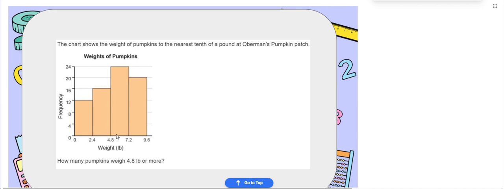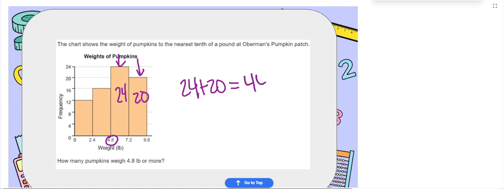Okay, so if we find 4.8 on our interval scale down here, if we're looking for 4.8 or more, we're looking at these two bars. So this bar looks like it's 24, and this bar looks like it's 20. So 24 plus 20 is 44. And this includes the 4.8 because this bar, the one with the 24 in it, goes from 4.8 to just under 7.2. So the 4.8 is included on that one. So 44 pumpkins.